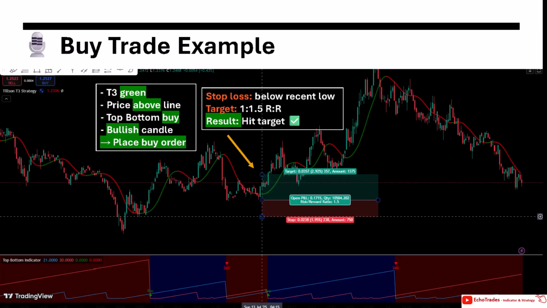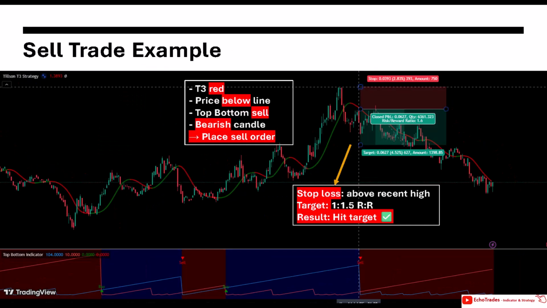Okay, and the sell side. Same logic. Reversed. T3 goes red, price drops below. Yeah. Top bottom signal sell. You spot a clear bearish candle confirming the downward momentum. You place a sell order, put your stop loss just above the recent swing high, again aiming for that 1 to 1.5 risk reward. And yeah, examples show this hitting the target too.